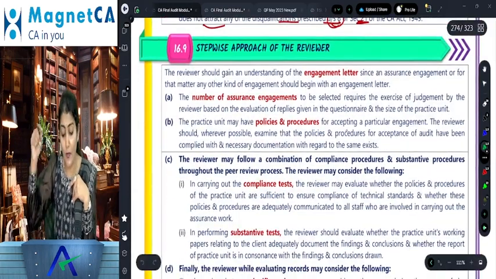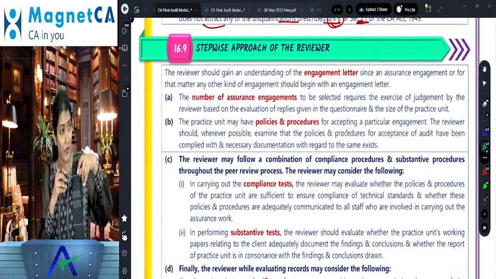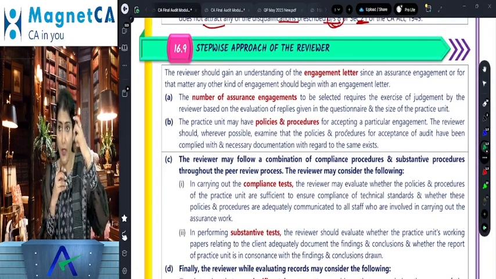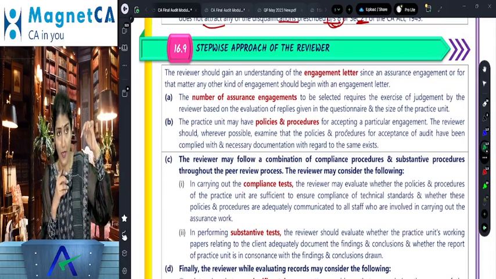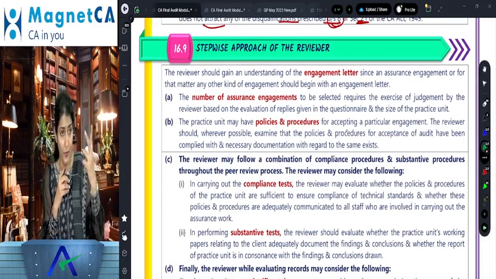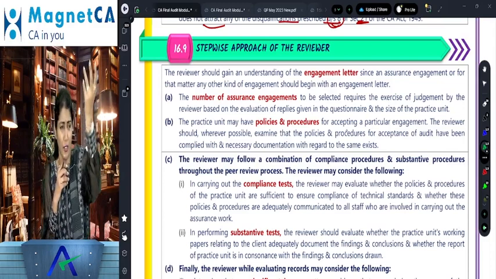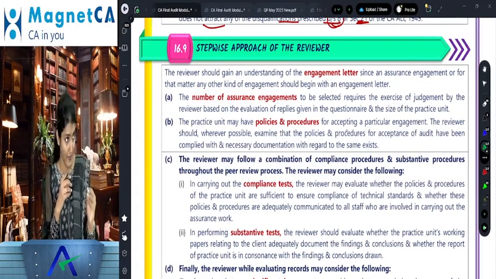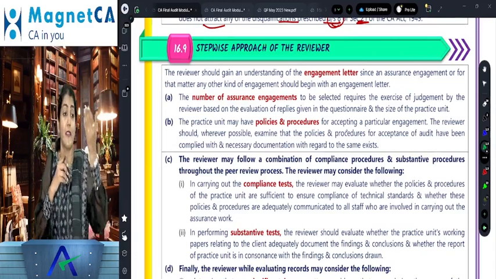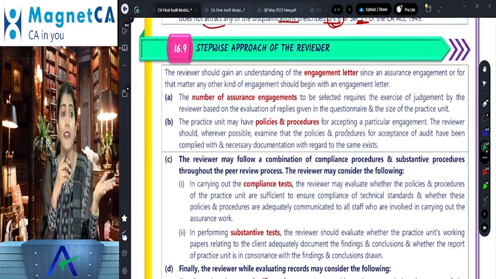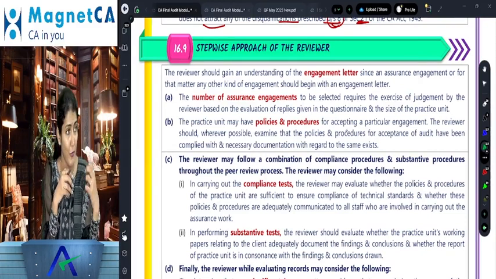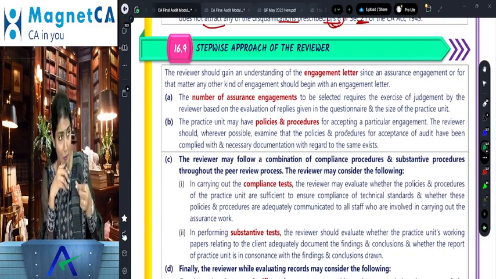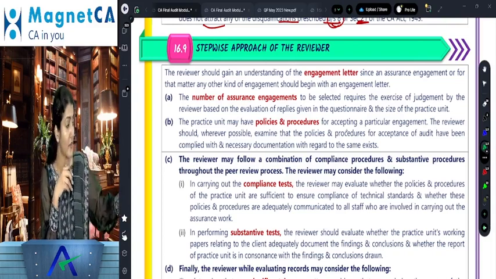So now when the reviewer comes to the practice unit for the purpose of conducting the peer review, from the total assurance engagements done in the last 3 years, he will pick up a few sample files. In the last 3 years, the practice unit might have done 300 assurance engagements. Is the reviewer going to check all the 300? No, he will select the samples. And for those samples selected, say he's picked up 2 files.